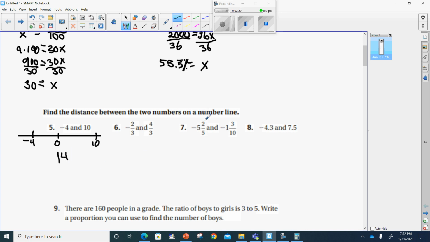Number 7 says I got -5 2/5 and -1 1/3. Okay, it says find the distance between these two. Well, when I find the distance, both of these are going to be on the same side of the number line, because if I have my line here, and if this was 0, this is going to be somewhere around -1 3/10. And this is going to be somewhere over here, -5 2/5.